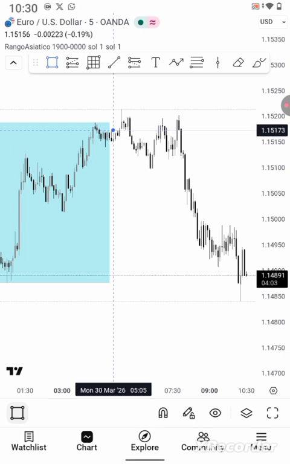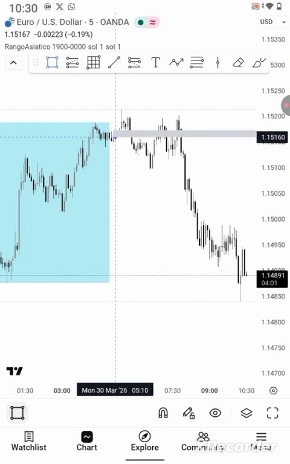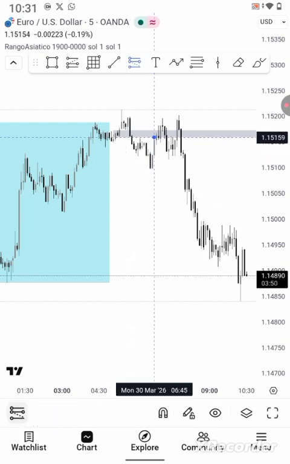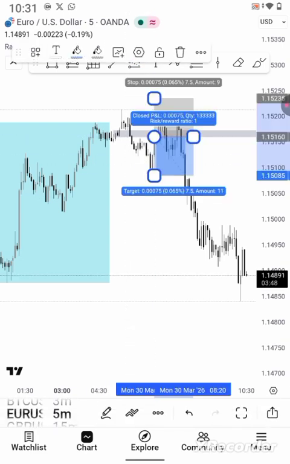I'm not hiding anything. These are things that you pay a lot of money to learn, to buy as a course. Are you seeing it now? So I don't hide anything from you people. This is it. Now, that could have been your entry. This is how I entered. So I placed my pending order here.